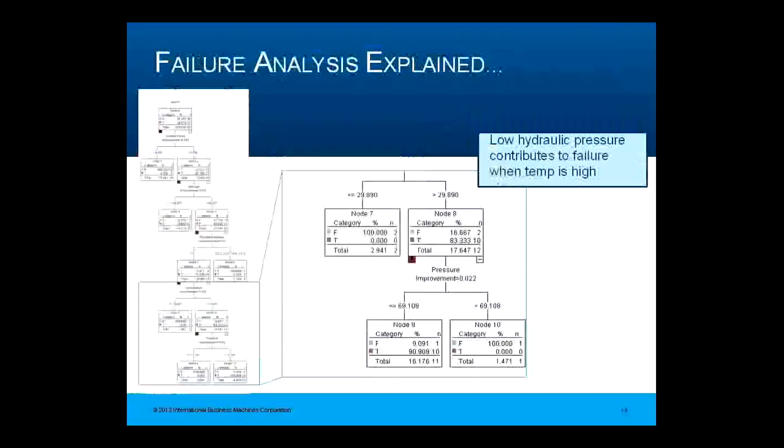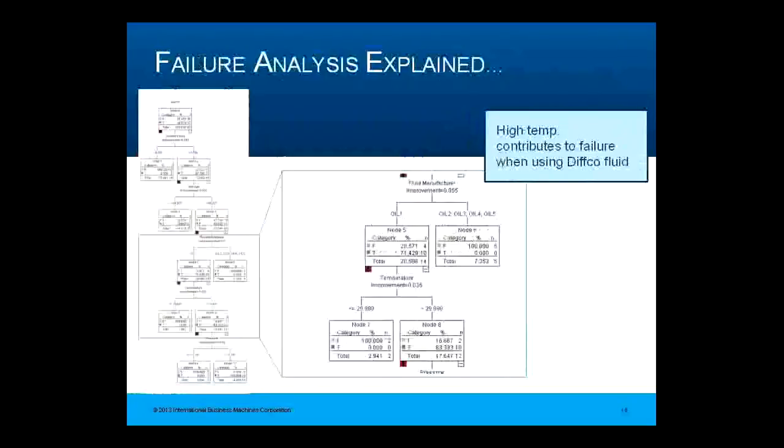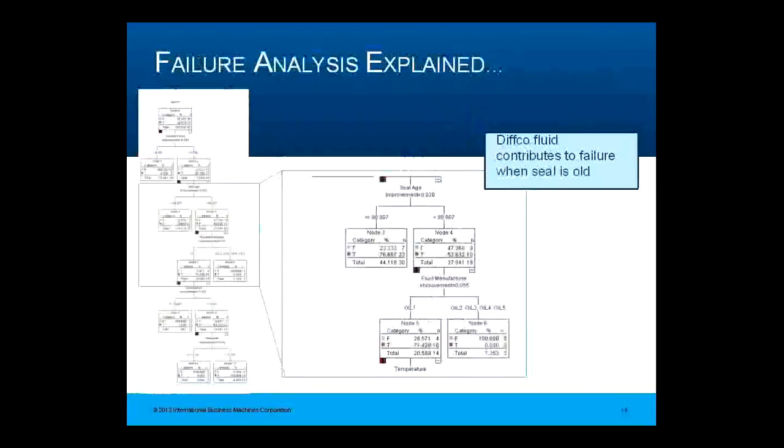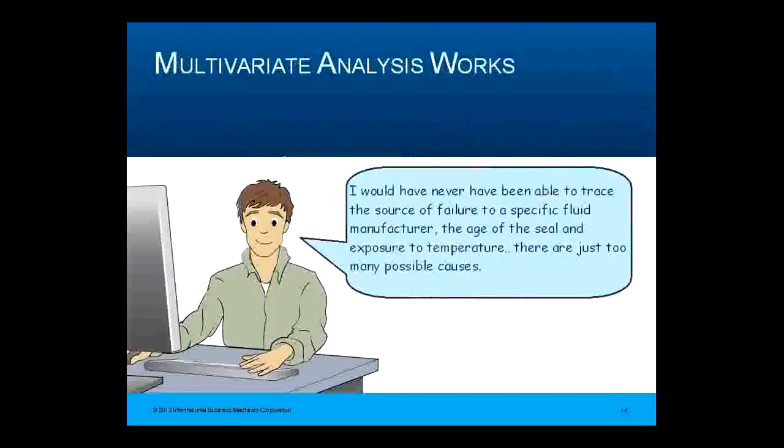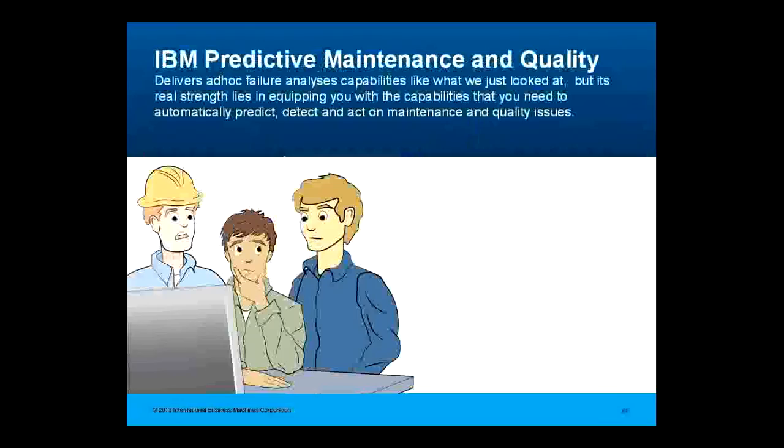The software looks for correlations of all kinds, looking at various measurement data from multiple sources, and identifies patterns for that. Here in this analysis, we did find that the low hydraulic pressure contributes to failure when the ambient temperature is high. We also see that high temperature contributes to failure when a particular type of hydraulic fluid is being used. This hydraulic fluid also plays a factor in an asset failure when the seal is old.